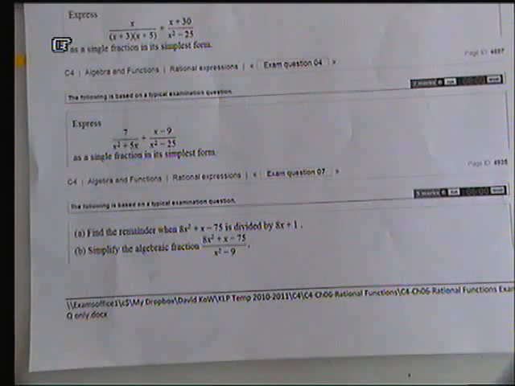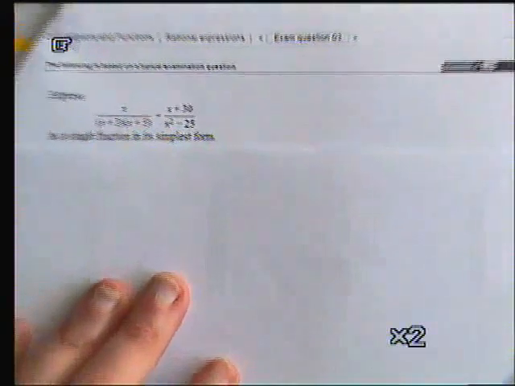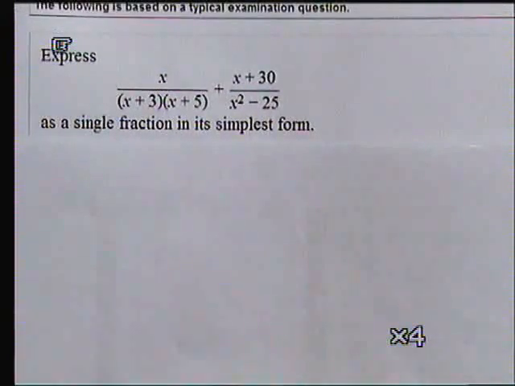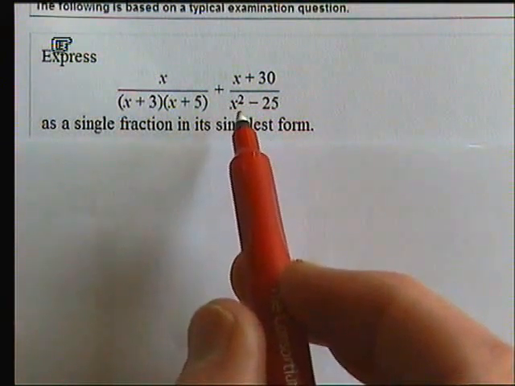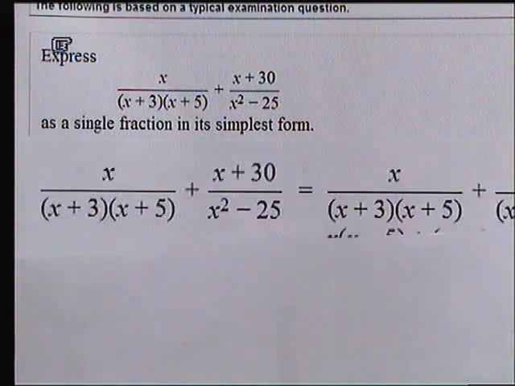Any questions, any queries about that question? Question 3. What did you have to spot about question 3? And if you didn't spot it, you'd be stuffed. Difference of 2 squares. Yeah, here. That is x squared take away 5 squared. So it's x plus 5, x minus 5.